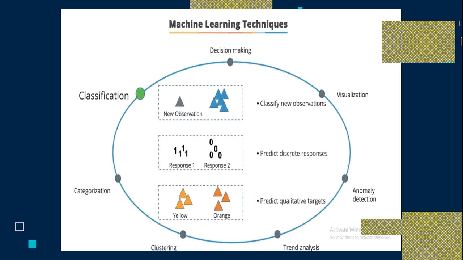And when we give some new image to predict is it dog or cat, using the label data, our classification algorithm classifies that new data, either it is a cat or it is a dog. So this is the basic information about the classification. So you can see that this is a discrete response.